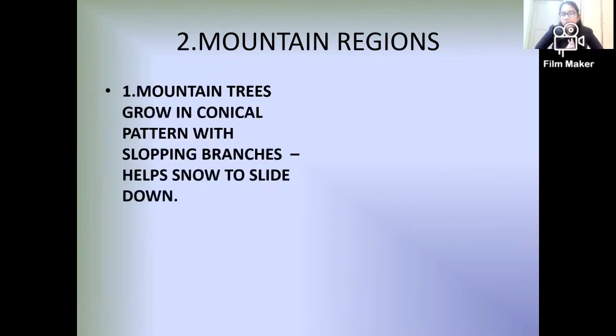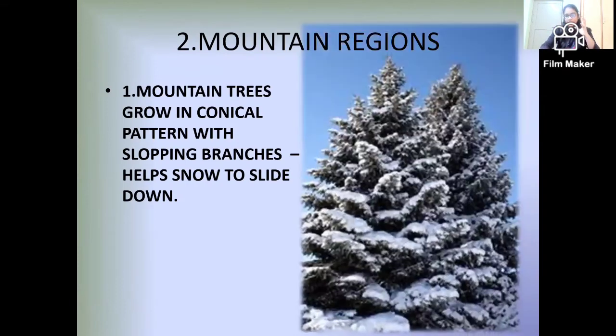First, mountain trees grow in a conical pattern with sloping branches, which help snow to slide down. Look at the picture. It's actually grown in a conical pattern. Conical pattern, if you don't understand, it's just a cone-shaped pattern. It has sloping branches which help the snow to slide down, because if the snow just covers it, then how can the leaves get anything, like just a little bit of sunlight?